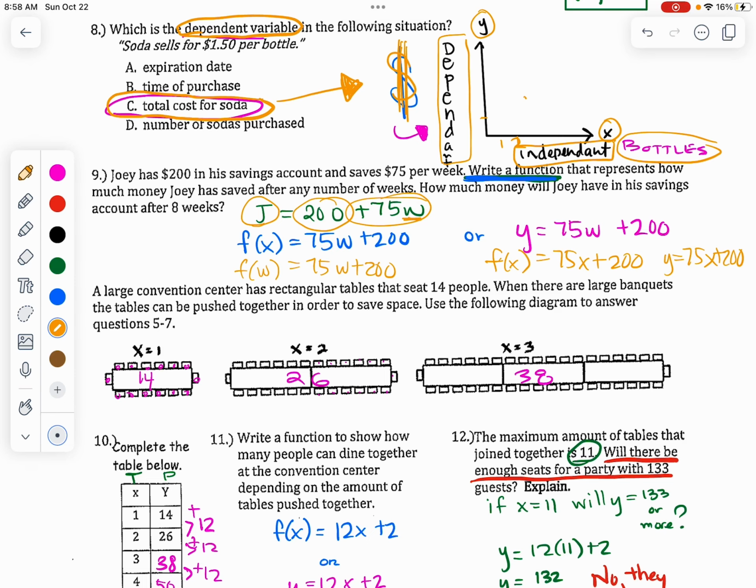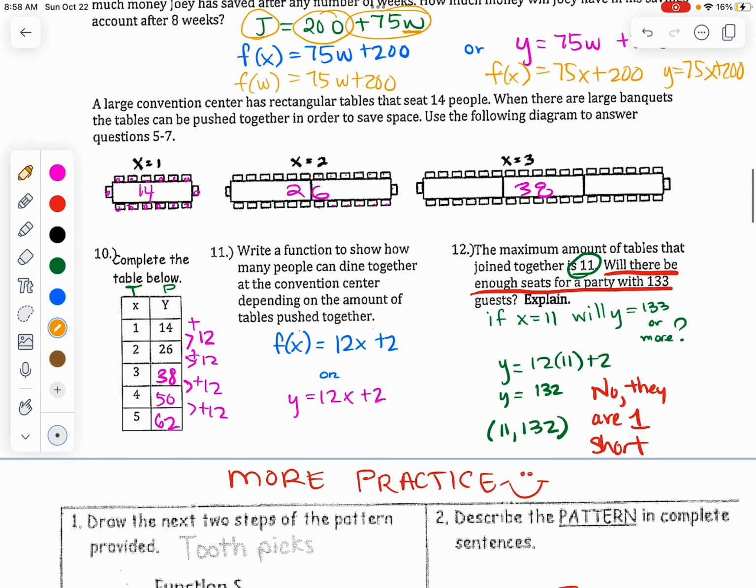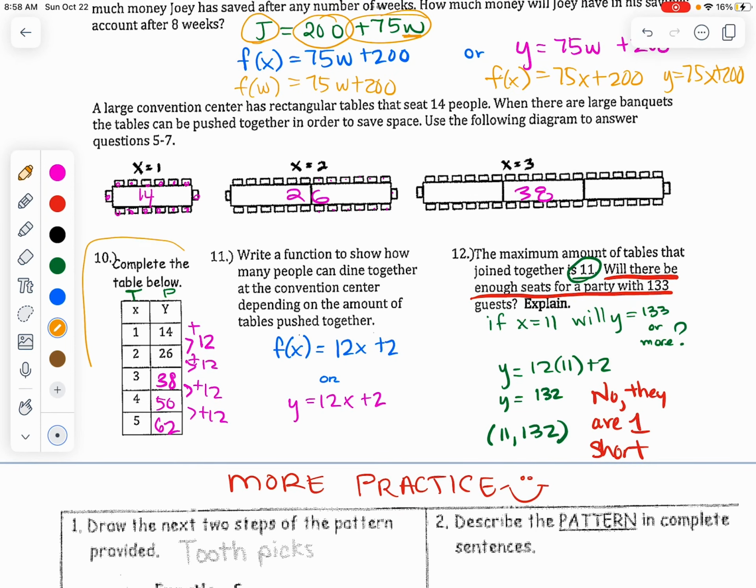Now, as we did in Crossing the River, except you came up with your own table and your own data, we are looking at scenarios and finding the function rule and seeing if it fits a certain scenario. So in this one, we have a large convention center with rectangular tables, and we're seeing how many chairs can fit around these banquet tables. And at the first step, with one table, it shows that 14 people can sit there. And with 2, you actually have to count these out. It's 26. And with 3, it's 38.